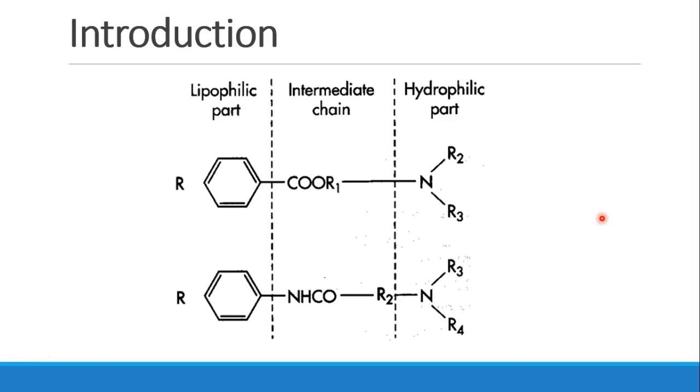The next part of our introduction looks at the local anesthetics themselves. Local anesthetics usually have a lipophilic part, a hydrophilic part, and then an intermediate chain. The intermediate chain can be an ester or an amide, and we'll talk about that more shortly.